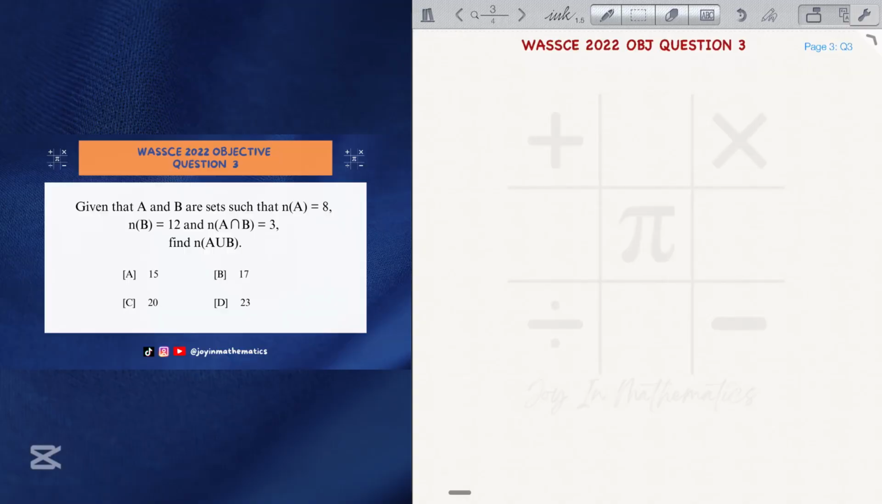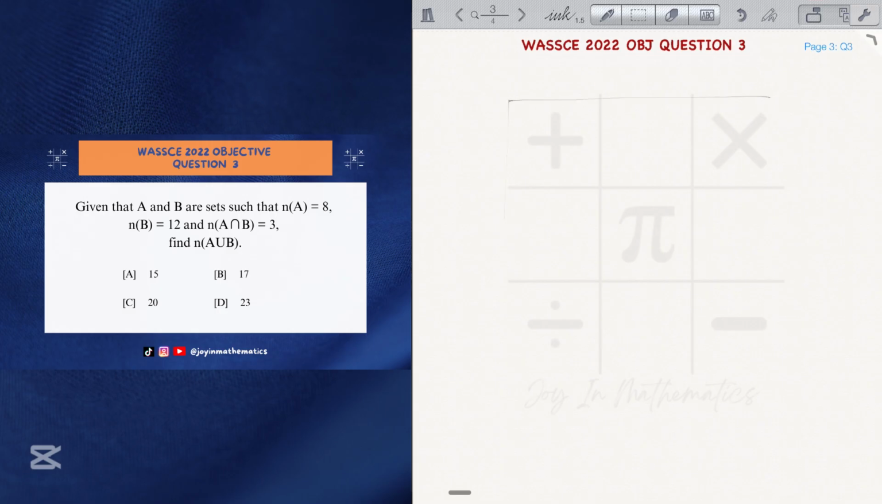Now let's proceed to question number 3. The question says that given that A and B are sets such that the cardinality of A, that's n of A, is equal to 8, cardinality of B is equal to 12, and the cardinality of A intersection B is equal to 3. We should find the cardinality of A union B. To fully understand this, we are going to draw a Venn diagram.